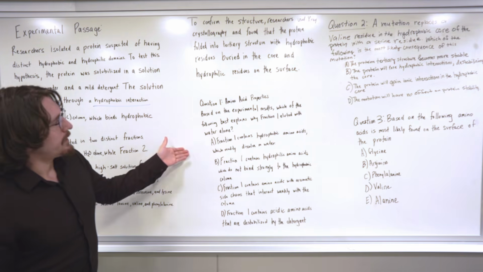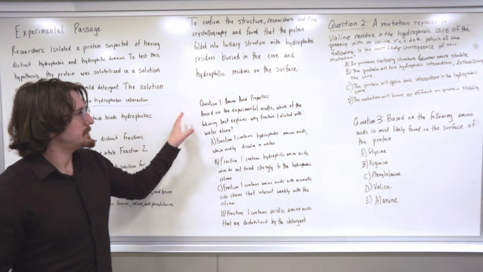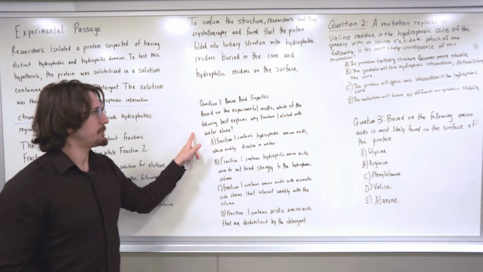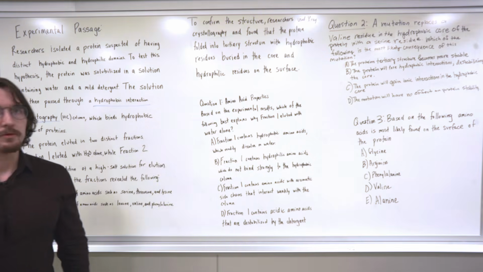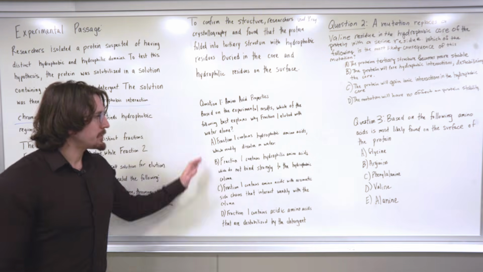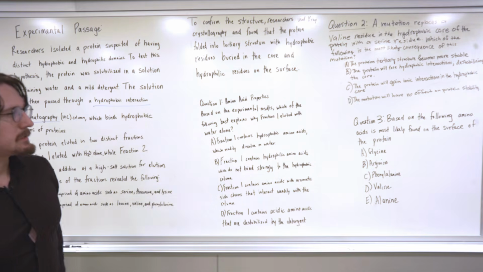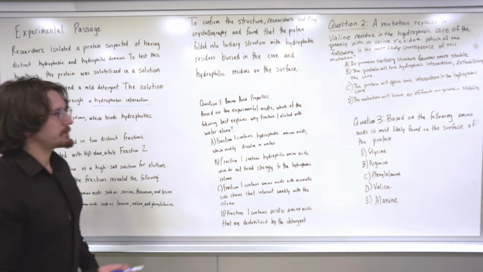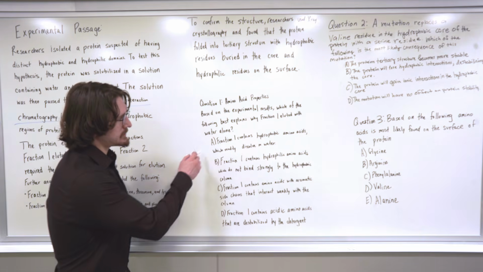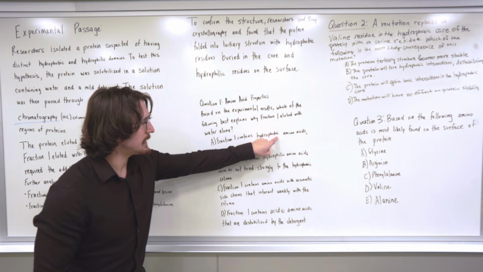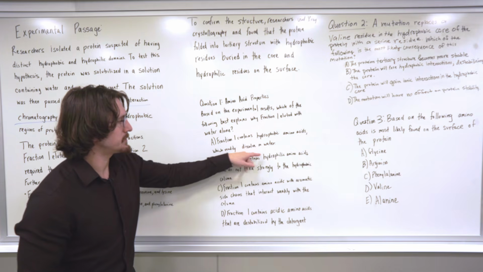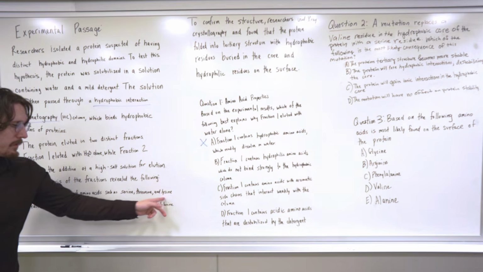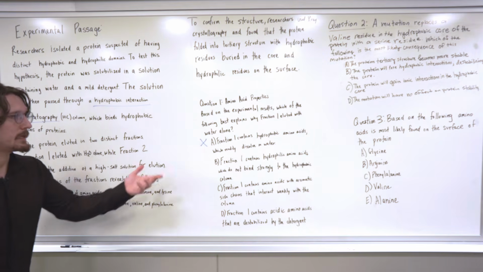All right, so question 1. It says amino acid properties based on the experimental results. This is the question. Based on the experimental results, which of the following best explains why fraction 1 eluted with water alone? All right, so answer choice A says fraction 1 contains hydrophobic amino acids, which readily dissolve in water. Well, for one thing, there's a clear inconsistency in the question because hydrophobic amino acids certainly do not readily dissolve in water. So we already know this is wrong, but then also it's wrong because fraction 1, we recognize these are all polar. So that's wrong.